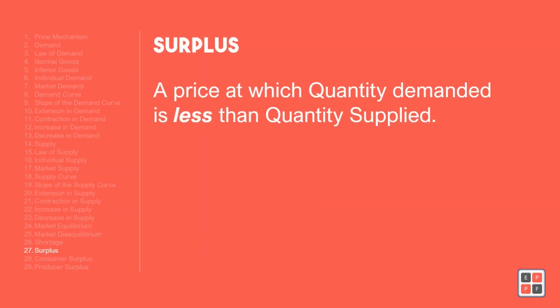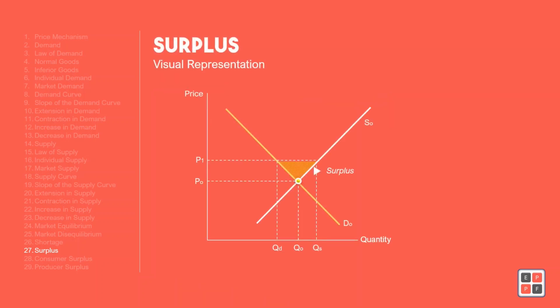A price at which quantity demanded is less than quantity supplied is known as surplus. P1 is greater than P0, which means that the prices are higher than the equilibrium. At this price, supply is greater than demand, which means there is a surplus.